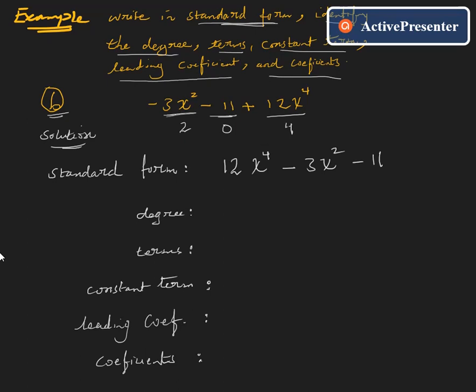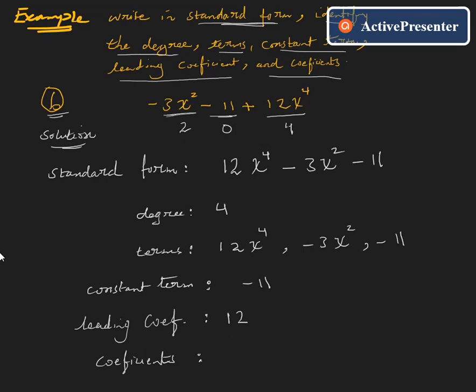The degree is the highest degree of the polynomial in its standard form, so it is 4. The terms are 12x to the power 4, minus 3x squared, and minus 11. The constant term is minus 11. The leading coefficient is the coefficient multiplied with the highest degree, which is here 12.